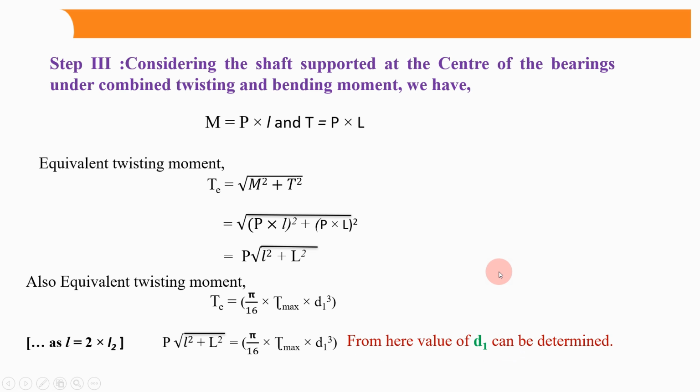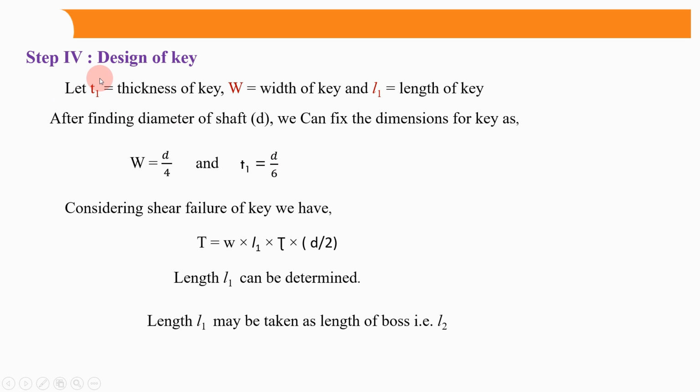Now step number 4 is design of key. See guys, design of key. Let small t1 be the thickness of key, capital W the width of key, and small l1 the length of key. After finding the diameter of shaft d, we can fix the dimensions of key as capital W is equal to small d by 4 and t1 is equal to small d by 6.